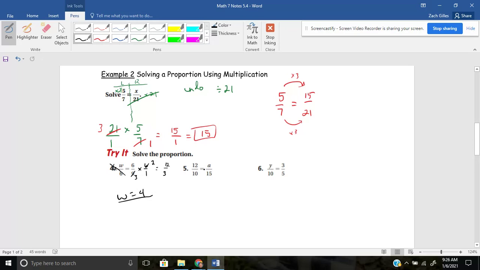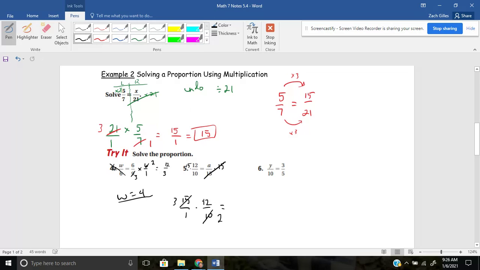Here A is being divided by 15, so I multiply by 15 on both sides. Those cancel, and I have 15 over 1 times 12 over 10. First, I'm going to simplify, so divide by 5 on top and bottom would give me 3 and 2.